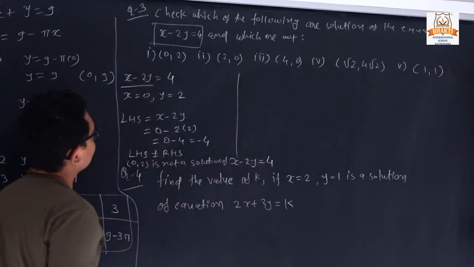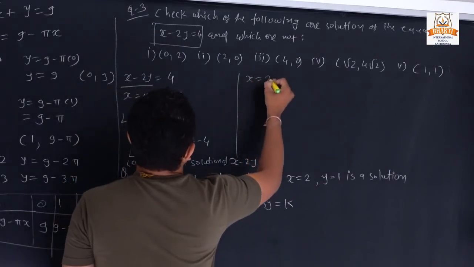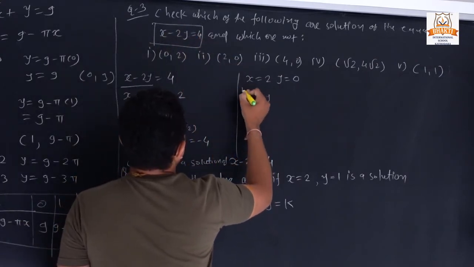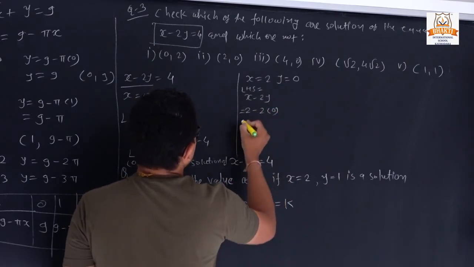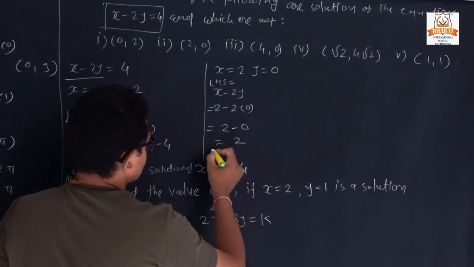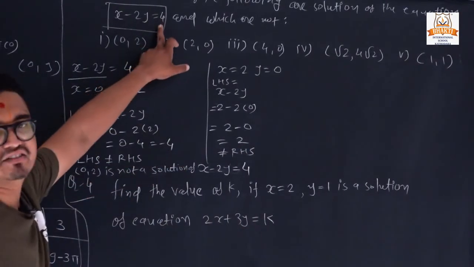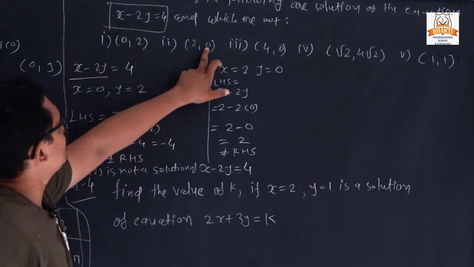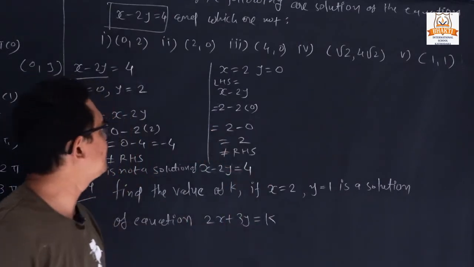Now for the second, 2 comma 0. Once again x is equal to 2 and y is equal to 0. Now put in this equation, x minus 2y, LHS is equal to, so x is equal to 2 and y is equal to 0. So 2 into 0 is 0, so the answer is 2. So it is not equal to RHS. Clear? It is not equal to RHS because here we have a 4. So once again we can write the same thing: 2 comma 0 is not a solution of that equation. So you can write it yourself.